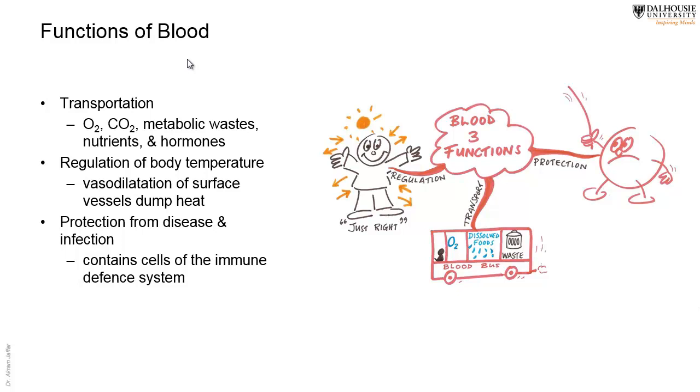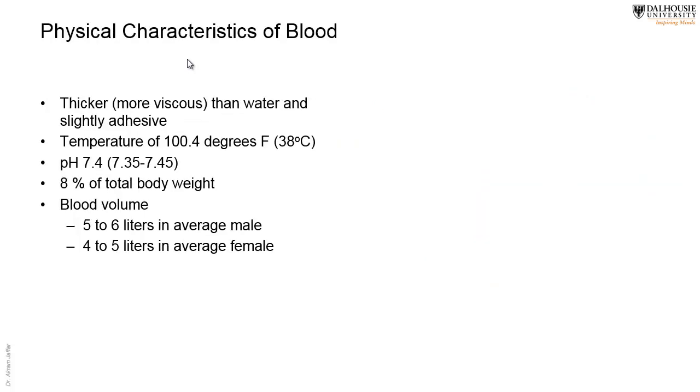And also it is important for protection from disease and infection, because it contains the cells of the immune system, the white blood cells that will attack foreign substances. They will attack bacteria, fungi, viruses, malignant cells, and other cells that are foreign to the body, and this is part of the defense system. So the three main functions here are transportation, regulation of body temperature, and protection.